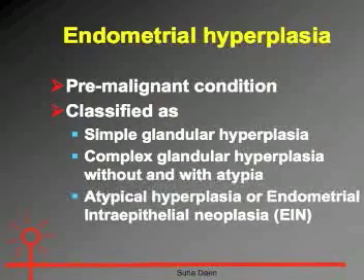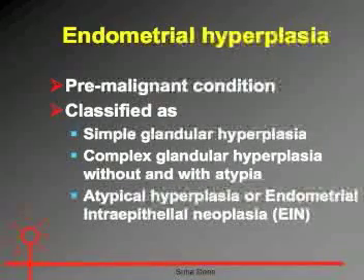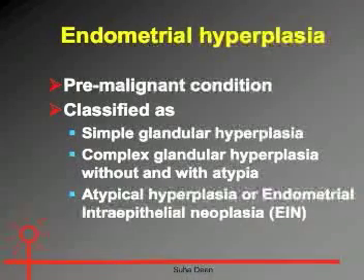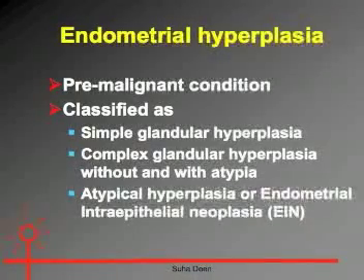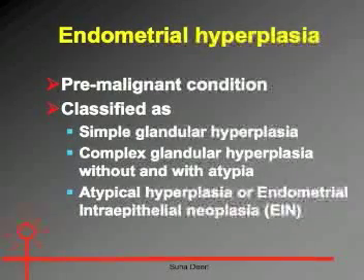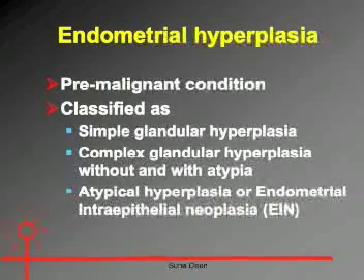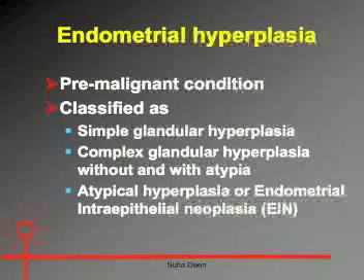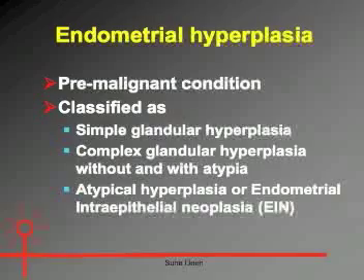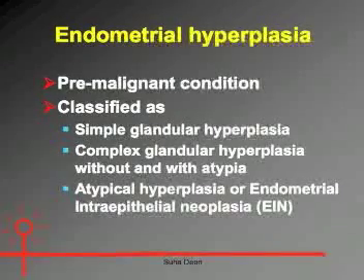Endometrial hyperplasia is a pre-malignant condition, and at this stage, perhaps all you need to know is the terminology so you are familiar with it. It ranges between simple glandular hyperplasia to complex glandular hyperplasia and finally atypical hyperplasia, which amounts to adenocarcinoma eventually.